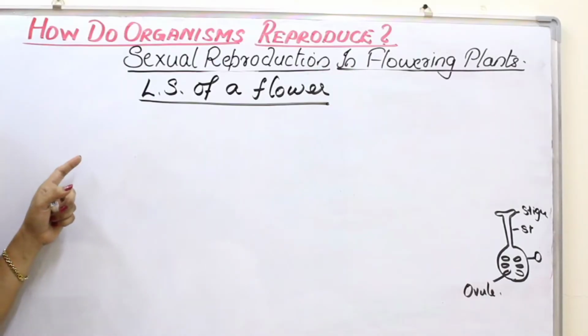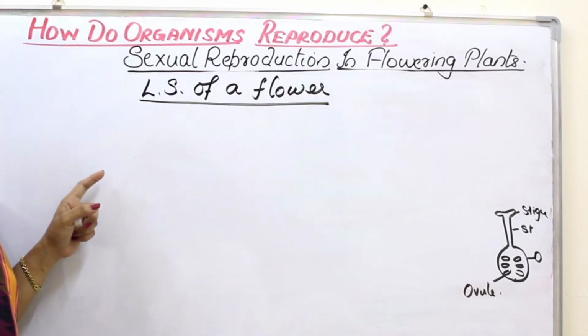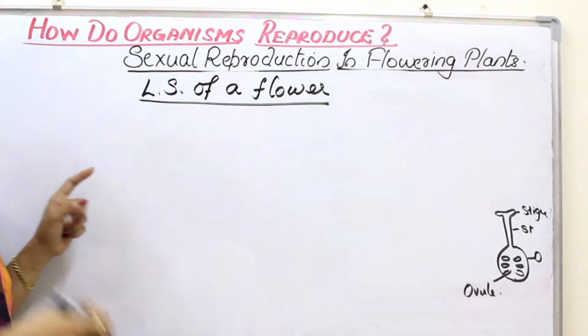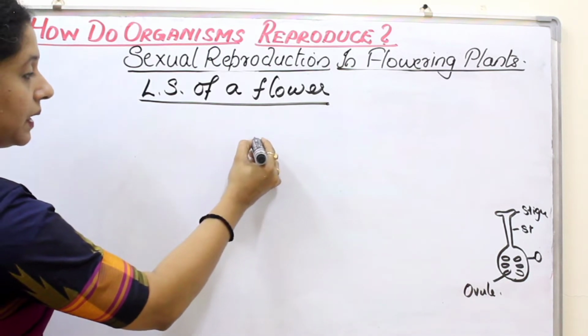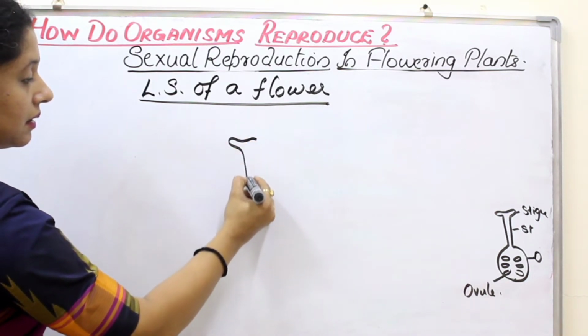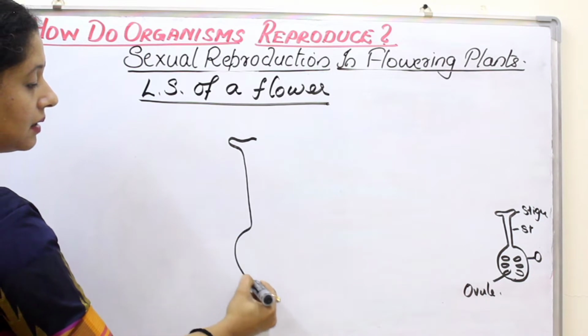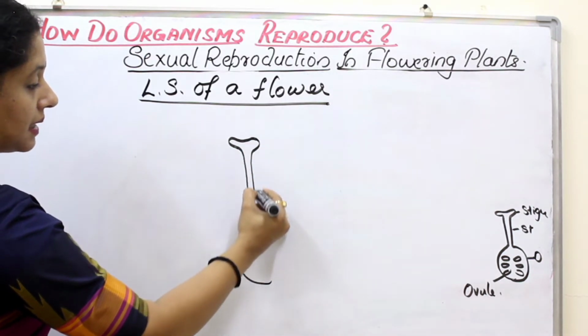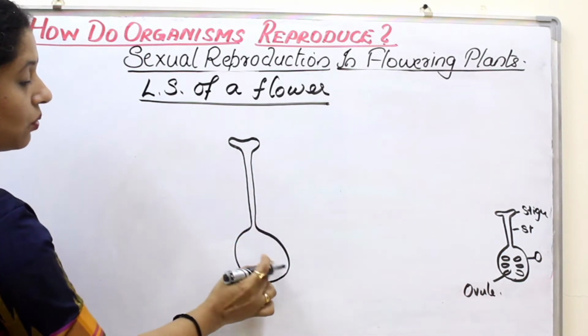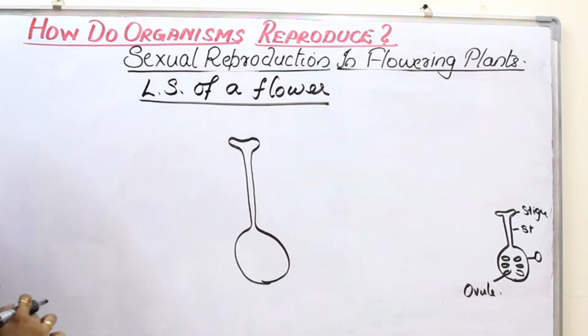Now we will learn how to draw the longitudinal section of a flower. LS means longitudinal section or vertical section. So we will start with the carpel or the pistil. So it has got three parts: ovary, style and a stigma.